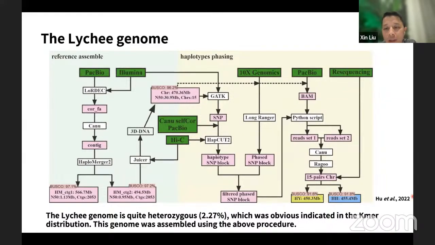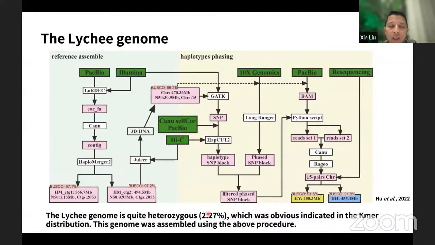The other example is about the lychee genome, which we also participated in. It took us quite a long time, I think longer than 7 years, to finish the genome and publish it in Nature Genetics. The feature we found, compared to other genomes, is that we get very high heterozygosity for this species. As you can see, we estimated the heterozygosity to be 2.27%. This is quite high heterozygosity.